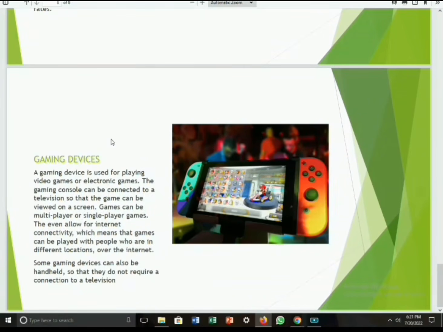And a gaming device is used for playing video games or electronic games. The gaming console can be connected to a television so that the game can be viewed on a screen. Games can be multiplayer or single player games. They even allow for internet connectivity, which means that games can be played with people who are in different locations over the internet. Some gaming devices can also be handheld so that they do not require a connection to a television.